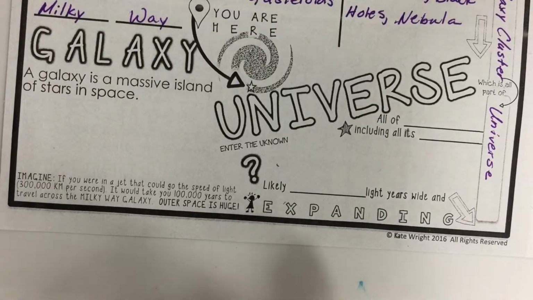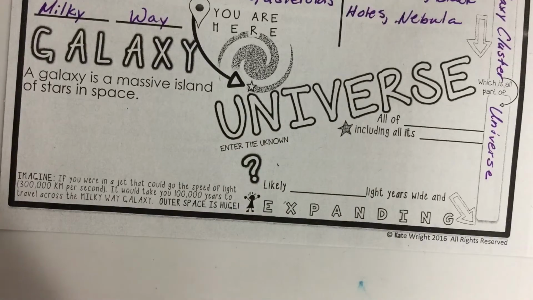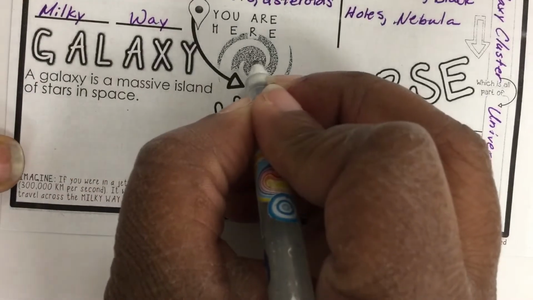A galaxy is a massive island of stars in space. Held together by gravity, they can be spiral, elliptical, or irregular shaped. Spiral is what we have. Elliptical really looks like an oval. And then irregular just kind of looks like a big blob in space. We also have massive black holes at the center of our universe. So it kind of looks like just an empty space here.